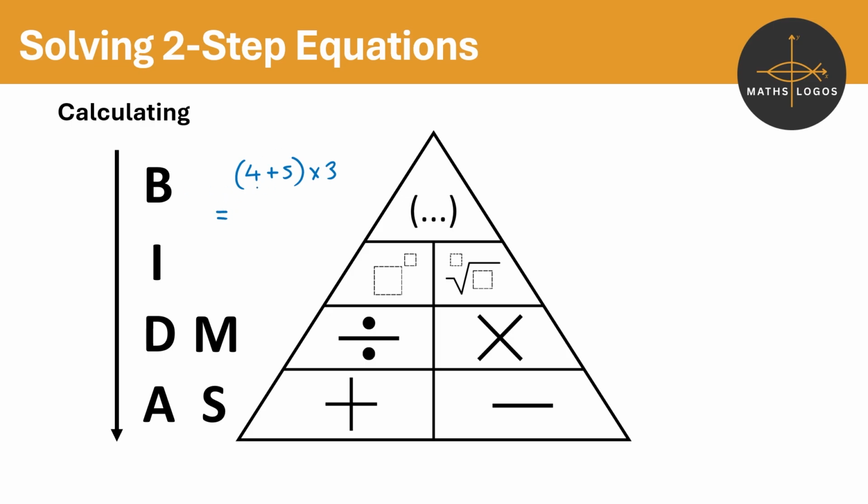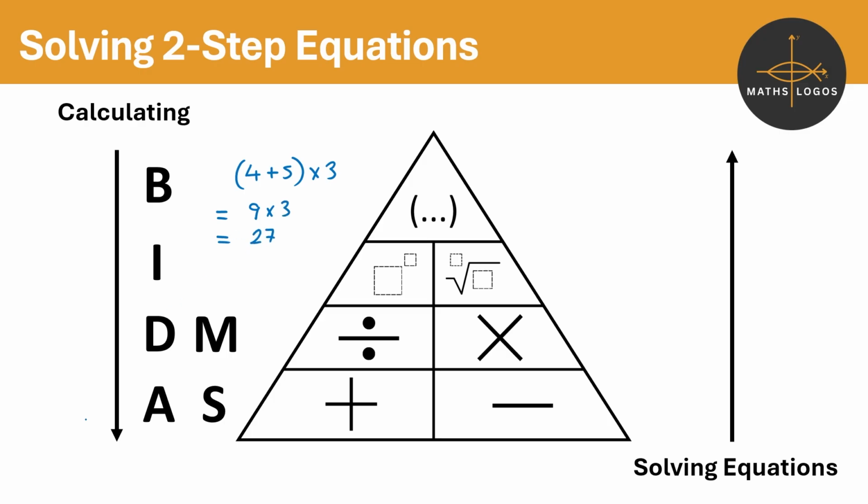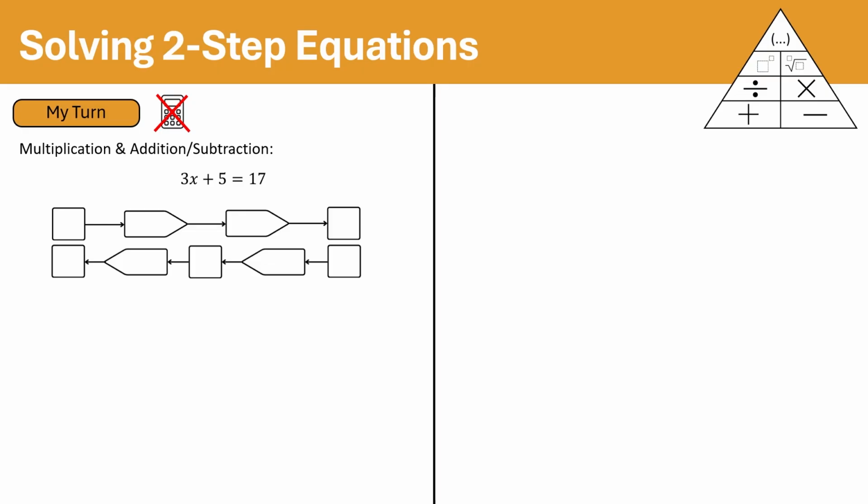If we have this calculation here, we need to do our brackets first. So I'd do 4 add 5 to give me 9, and then I would need to multiply by 3 to give me an answer of 27. When we're solving equations, we actually reverse this order. We undo addition or subtraction first, then we undo our division or our multiplication, and then we undo our powers and roots. So let's say we wanted to solve the equation 3x + 5 = 17.